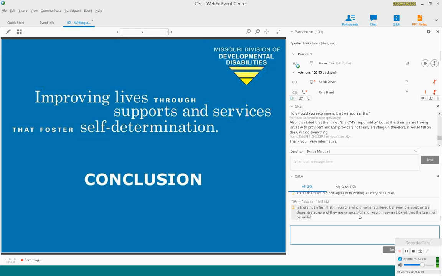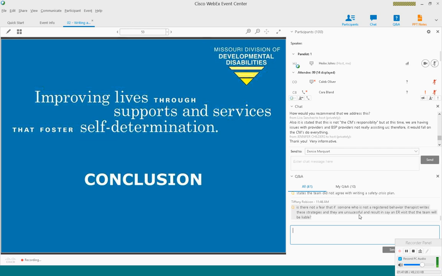So we have a question: is there not a fear that if someone who is not a registered behavior therapist, so that would be a licensed behavior analyst, writes these strategies and they're unsuccessful and result in an ER visit or something like that, then the team will be liable? Let me take all the double negatives out so I can understand that question. Is there a fear that if a non-licensed person writes the plan and something bad happens, the team will be liable?